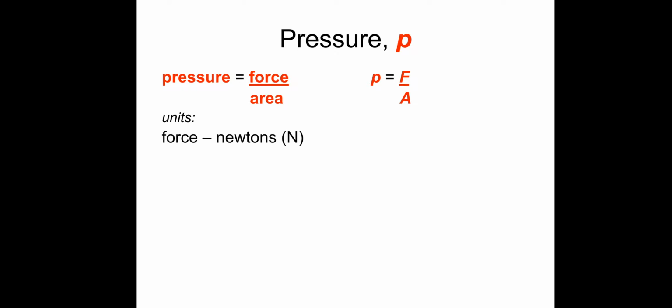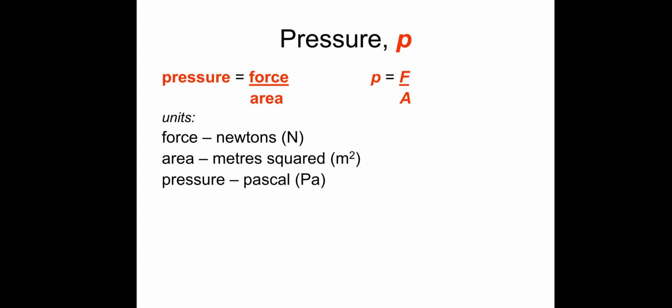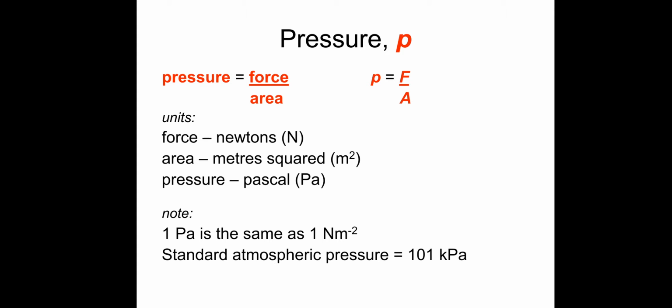Units: force is obviously newtons, area is in square meters, pressure is in pascals, and 1 pascal is 1 newton per meter squared. One thing that might be useful is that standard atmospheric pressure is approximately 101 kilopascals. So you want to pause and make sure you've got that before we move on.